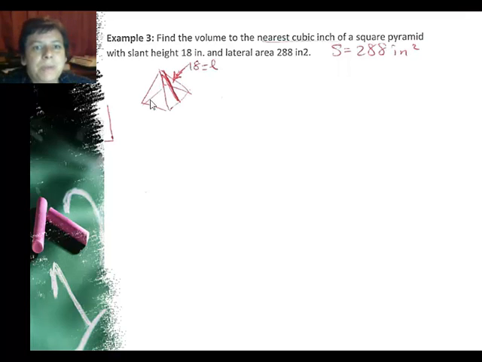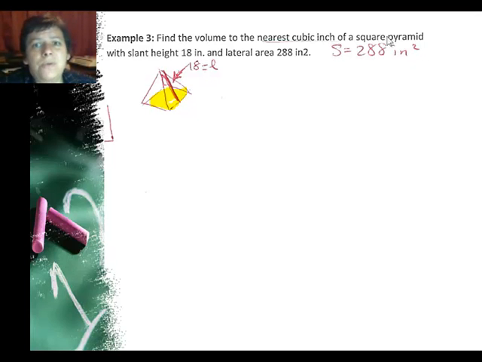So here's a picture of my pyramid. Here's my square base that's on bottom. And I'm showing my slant height, which starts at the midpoint here of the edge and goes to the apex or vertex. And that distance is 18.